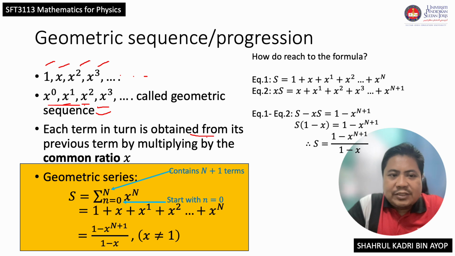So if we have this geometric sequence and we want to add all of the terms, we can represent it by S equal to the summation of x to the power of n, from n equal to 0 to capital N. So this sequence contains N plus 1 terms, right? Because if we expand this summation, it is equal to 1 plus x to the power of 1 plus x to the power of 2.